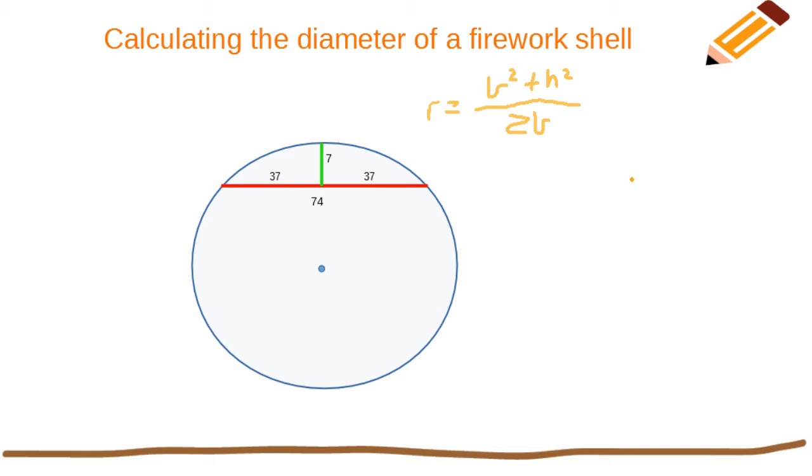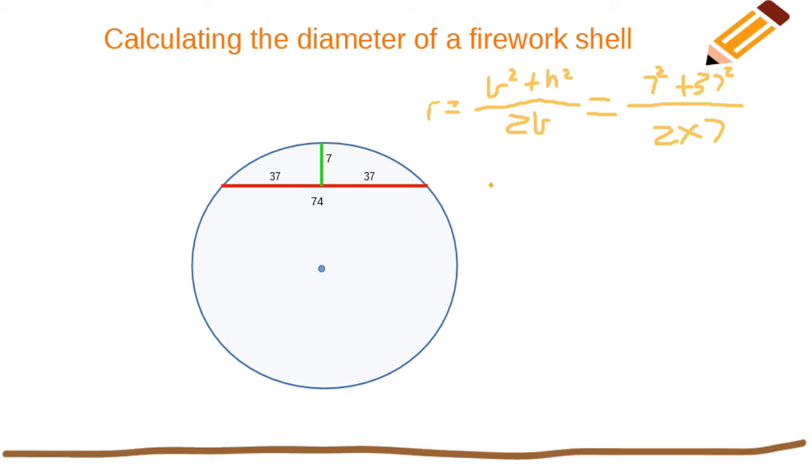And the first thing we're going to have to do is put these numbers from the firework shell into this formula. So B is your green line, and that's going to be 7 squared. And your H is going to be 37, of course, squared. Now on the bottom we have to have 2 times the equivalent of B. So we're going to go 2 times 7. So that's what we've got here.